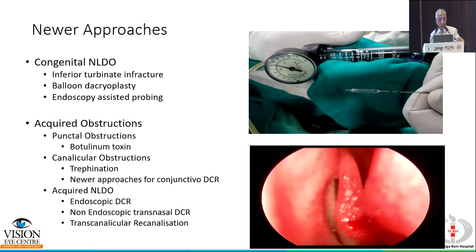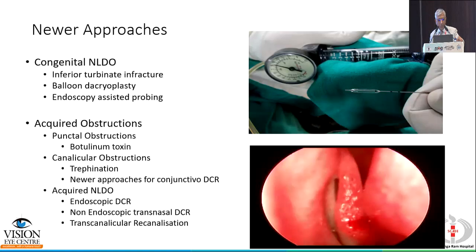For the acquired obstructions, use of botulinum toxin for punctal or canalicular obstructions has become much more common. Canalicular obstructions, many of them can be tackled with Sisler trephines, and conjunctival DCR has become more defined because of new tubes and new techniques which have already been elaborated upon by Amrita. For acquired nasolacrimal duct obstruction, endoscopic DCRs have become more in vogue with better results than were reported earlier, approaching the success rates of external DCR.